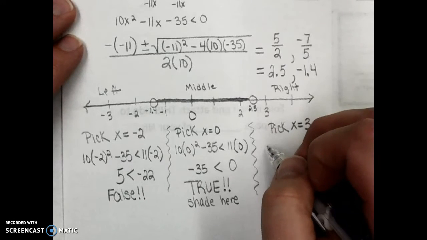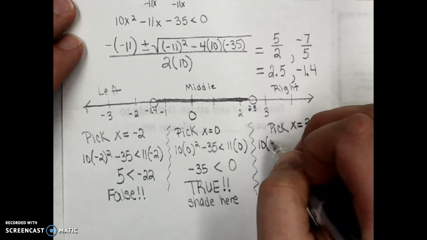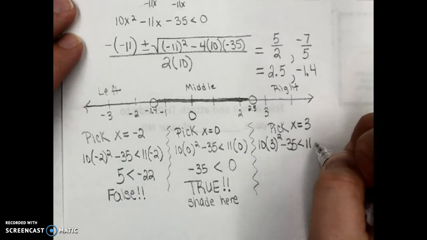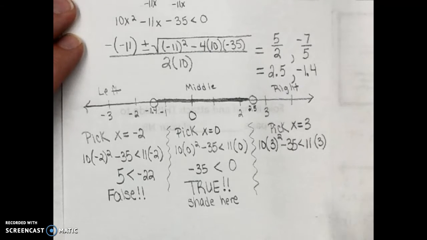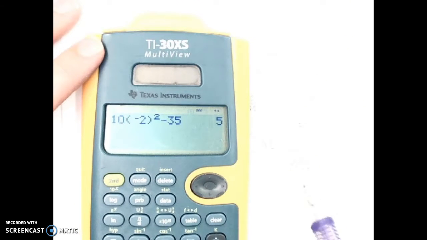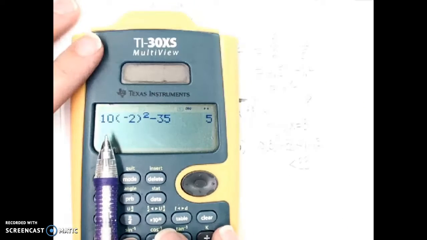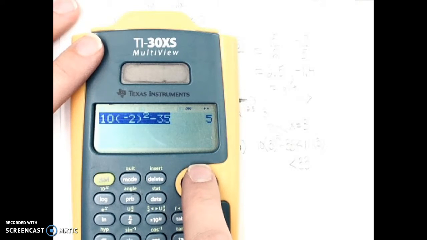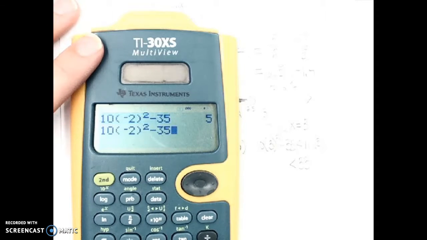So I plug in. I say 10 times 3 squared minus 35 less than 11 times 3. 11 times 3, that's 33. I got that real easy. Plug the rest in. Now, if you've got a little calculator skill here, I'm trying to plug into the same equation. I just need to change a -2 to a 3. So I use my up button. I highlight the equation I want to mess with. I hit enter. Now I can go in here and turn this -2 into a 3. Hit enter, 55.